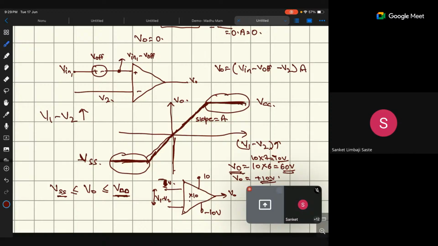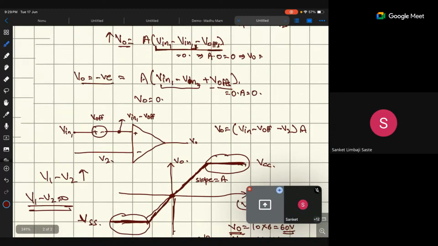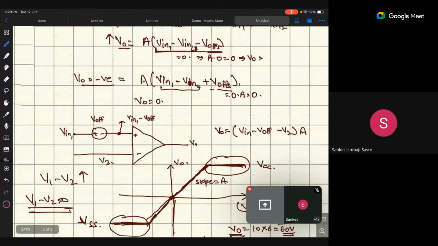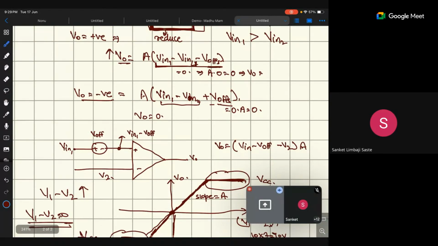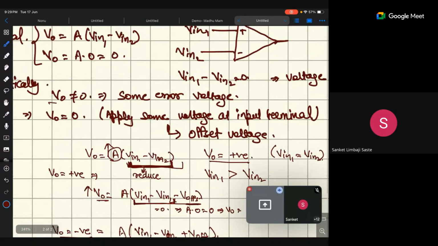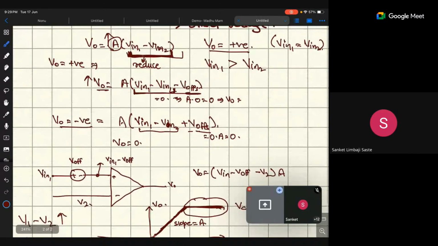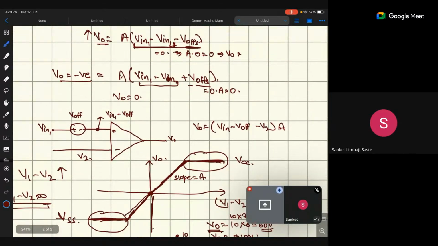Okay, now the thing is that actually V1 minus V2 is 0, but because of some non-ideality available in the operational amplifier, we are getting an output voltage. So V out is not equal to 0 because of some error voltage or non-ideality in the op-amp. So we have to reduce my voltage by V offset. When Vi minus V naught is 0, but practically this is not 0.